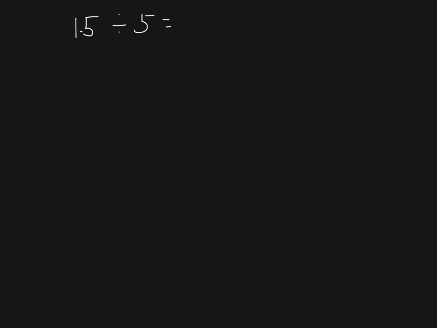Our next problem is 1 5/10 divided by 5, and I'm going to take a look at my numbers, and I see that the number in the tenths place is easily divisible by 5, but the number in the ones place is not. However, I notice that it is a basic fact. So instead of thinking of this as 1 5/10, I'm going to think of it as 15 tenths.